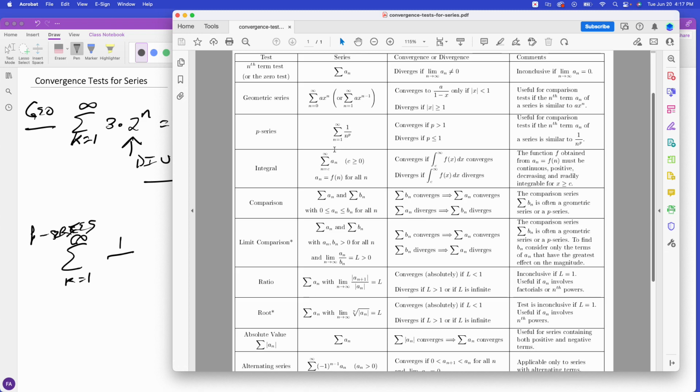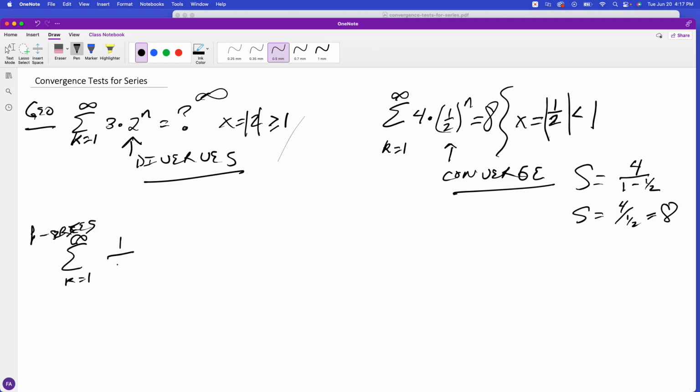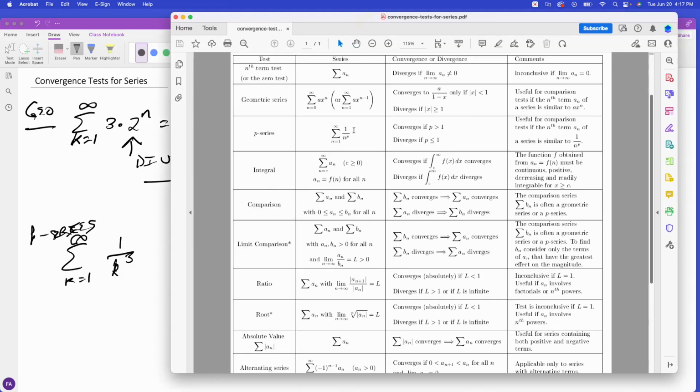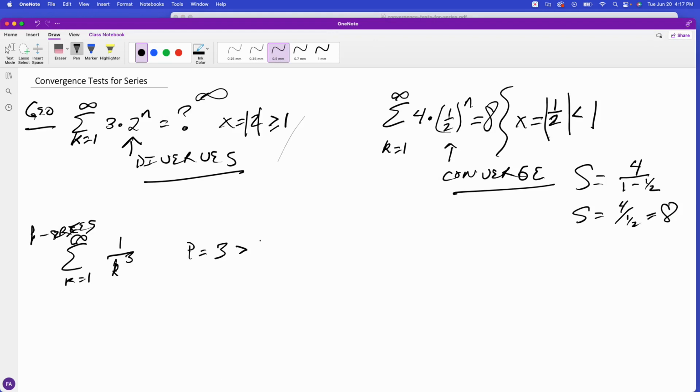So n is the thing that's changing. That's our variable. I'm using k here instead of n; I guess I was using n up there. It doesn't matter though. So I've got k being raised to the third power. So here my p-value is 3, which is greater than, well, what were my conditions? Look at the conditions again. Here it converges if p is greater than 1. It diverges if p is less than 1. So here my p-value is greater than 1, which means it converges.